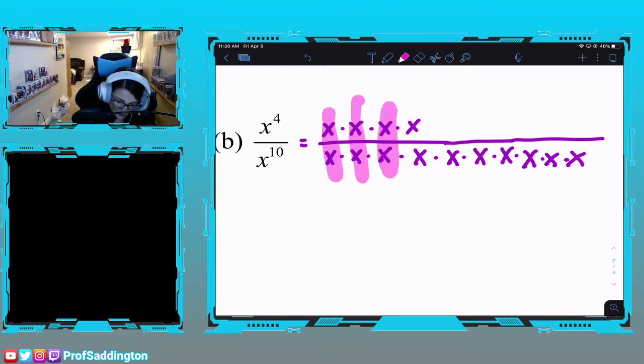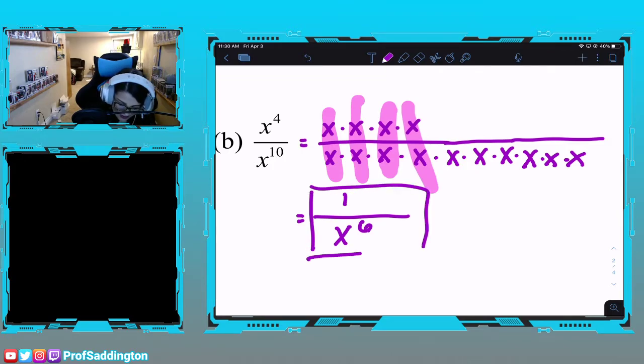So all those cancel out. Now, I don't technically have anything left on top, so there's really a 1 there. So technically there is something left. It's a 1, just not an x anymore. And then on the bottom, I have 1, 2, 3, 4, 5, 6 x's left. So 1 over x to the 6th would be the correct answer for that one.